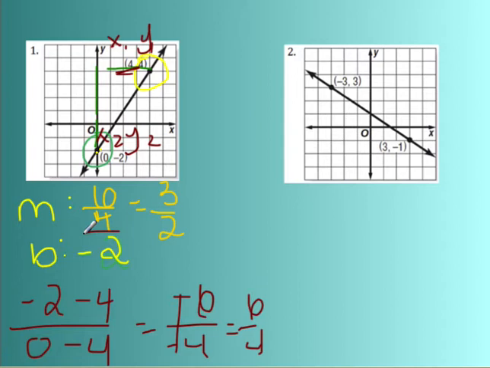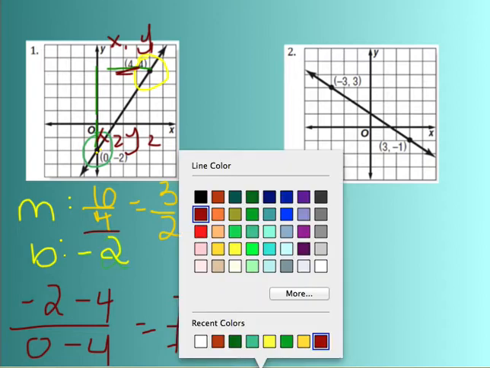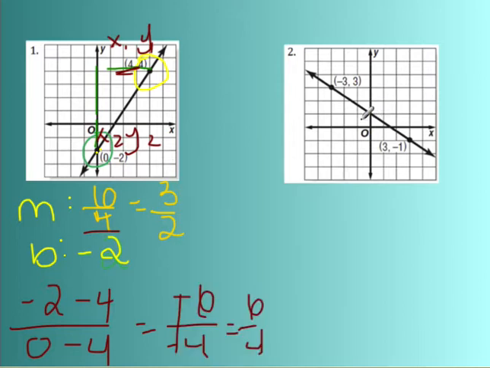Now let's take a look at number 2. For number 2, we want to find our y-intercept. This time it doesn't label it for us, but I can see that it's crossing the y-axis right there.